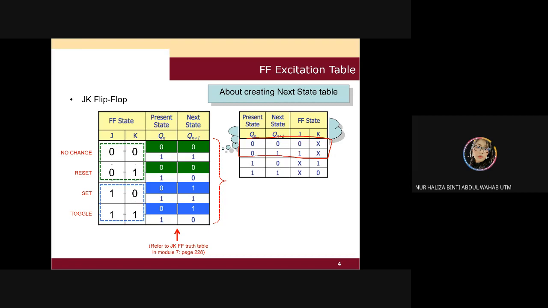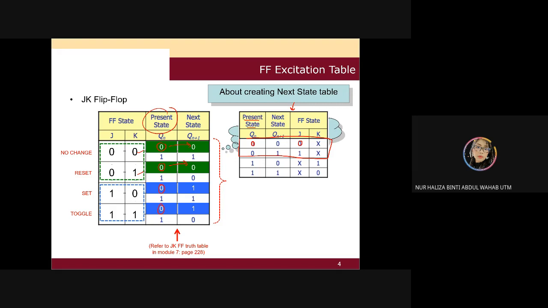Because just now we looked at the present state as 0 first, okay? Now we have, if the J is 0 and the K, whether it is 0 or 1, if your Q present state at this state is 0, your next state will be also 0. You can see here, this is a new summarized table. Later on, you need to remember.